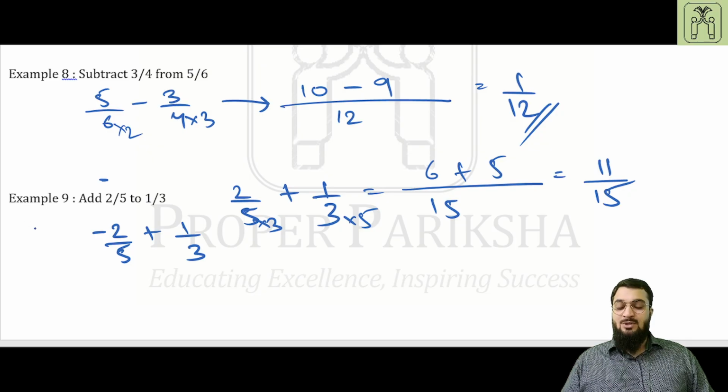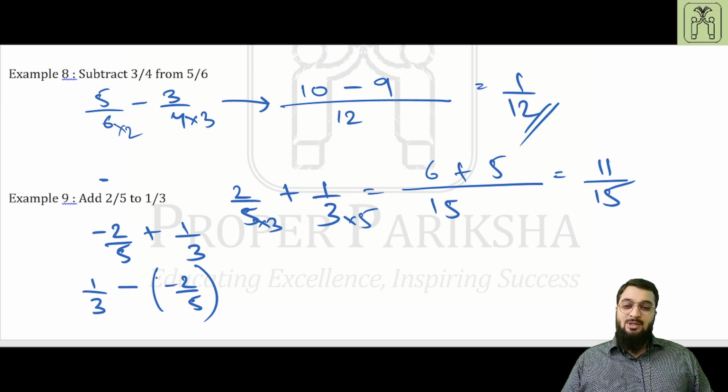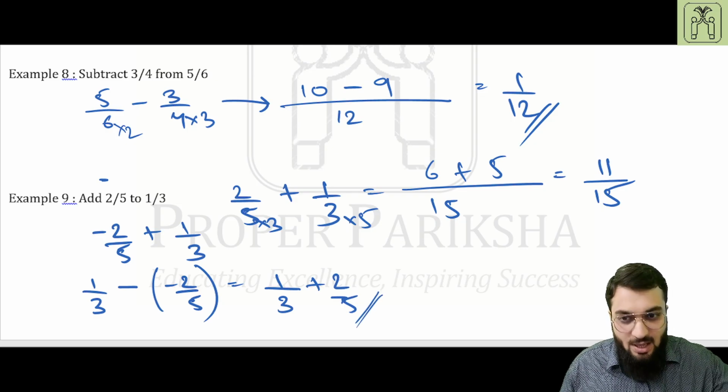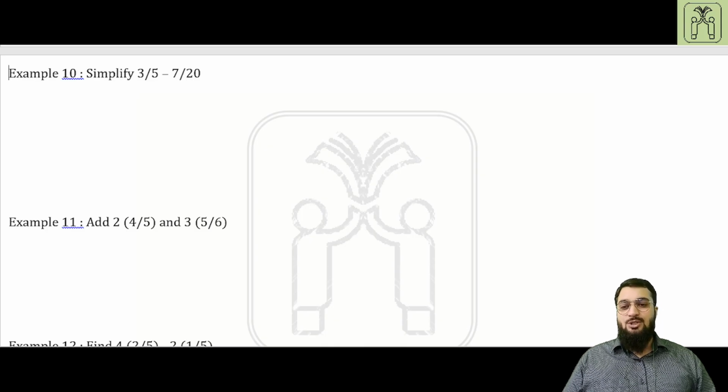You can also have the question that subtract minus 2 upon 5 to 1 upon 3. So that will be 1 upon 3 subtract minus 2 upon 5. And as we have studied in our previous chapters, minus, when in such a situation, will give the equation as 1 upon 3 plus 2 upon 5, and we can calculate the answer as we know the procedure from now. Coming to the next question.